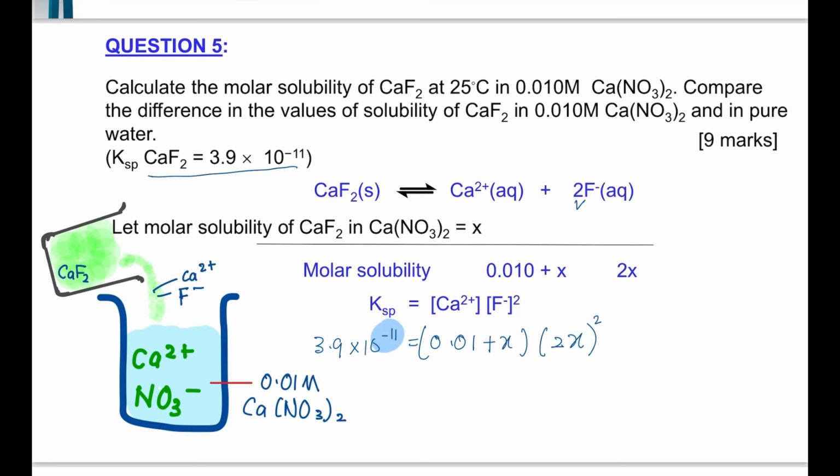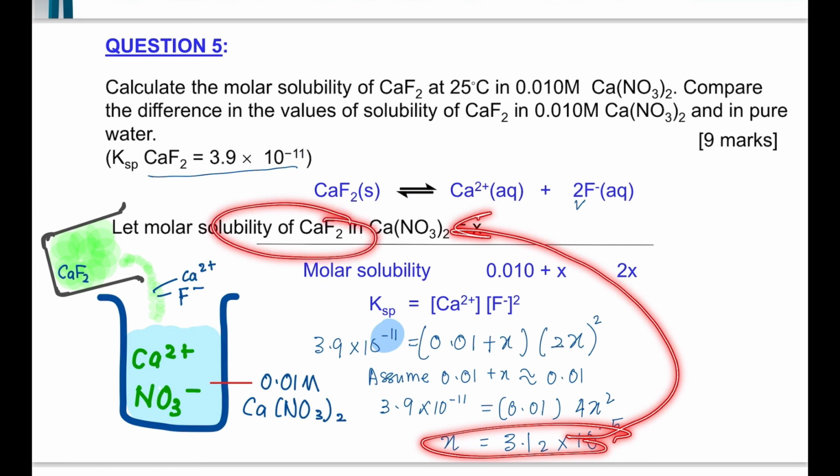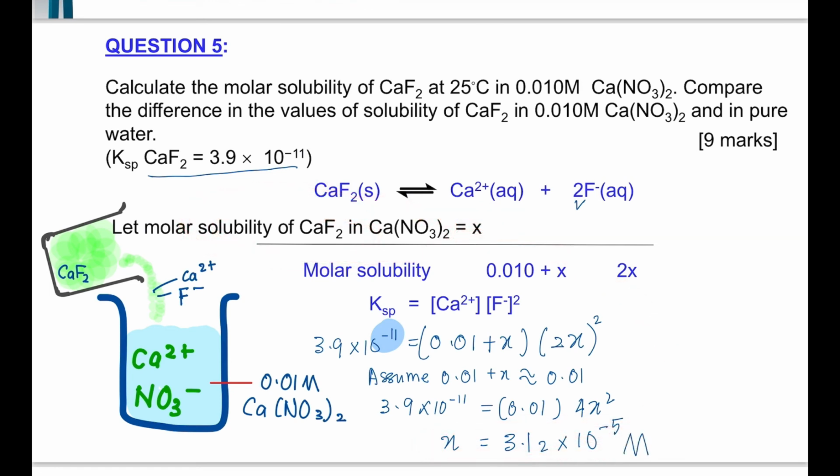Please note that this is exponent negative 11, which shows the dissociation of the salt is very, very small. So we can use approximation instead of using quadratic. So let's use approximation. Assume that 0.01 plus X is close to the initial concentration 0.01. So now let's solve the value of X. It's equal to 0.01 times 4x squared. So x will be 3.1 exponent negative 5. So the x is referring to the molar solubility of calcium fluoride. So molar solubility must be in the unit of molar.